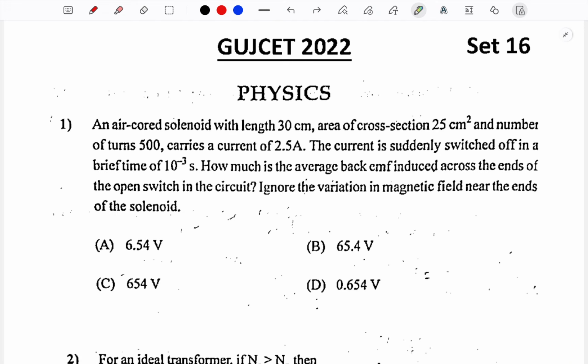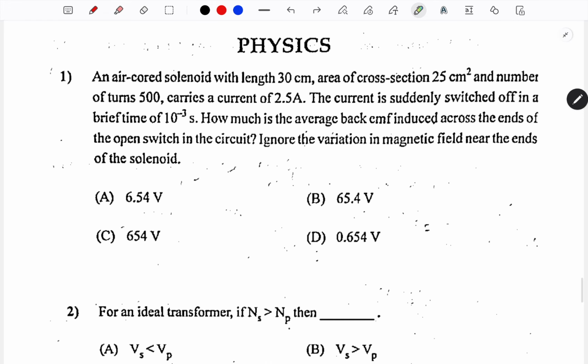Hello, good morning everyone. Today we are going to solve the GUJCET 2022 paper, and let's see how many questions are omitted from the paper and how many questions are right now in the syllabus. Okay, so let's start without wasting any time. Let's see what the first question says.